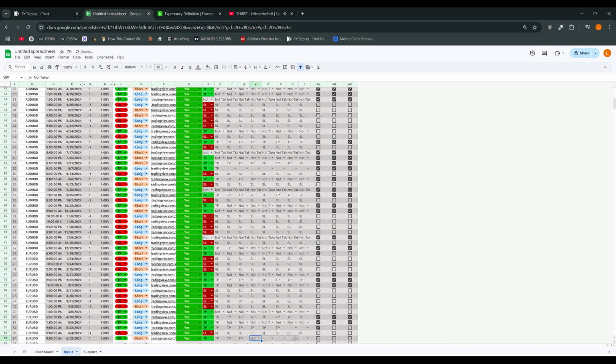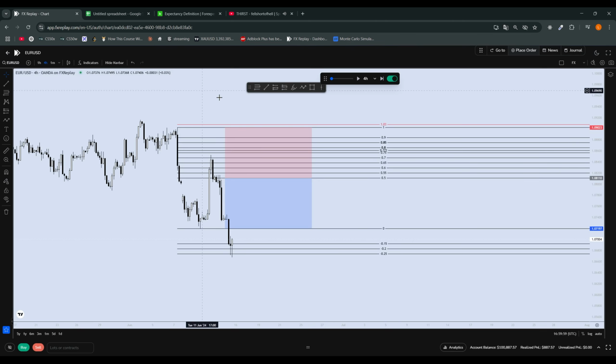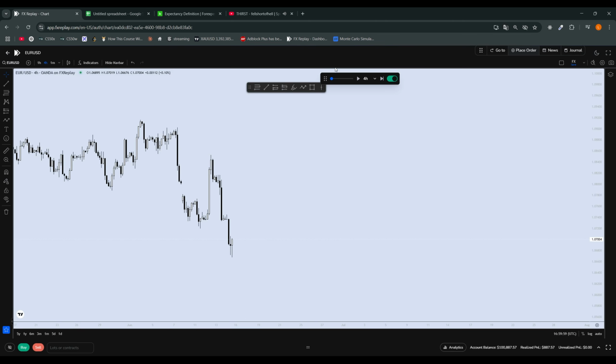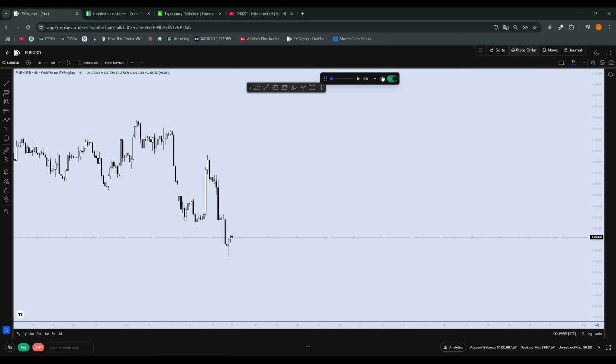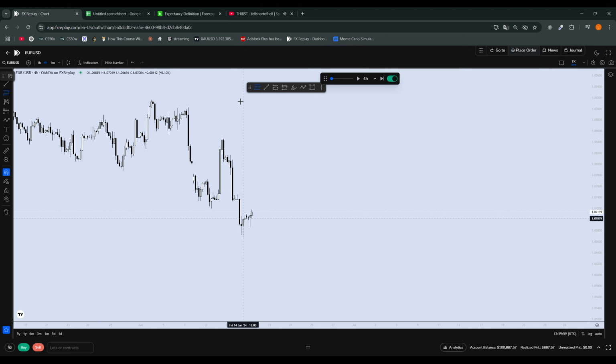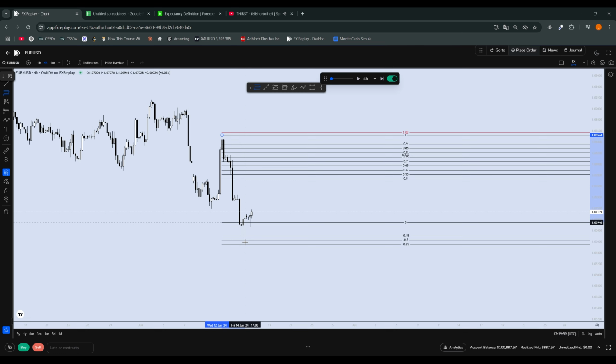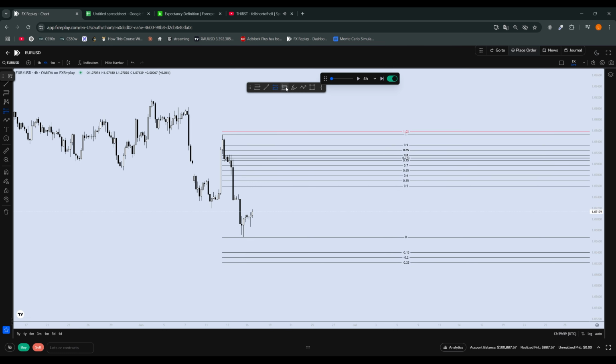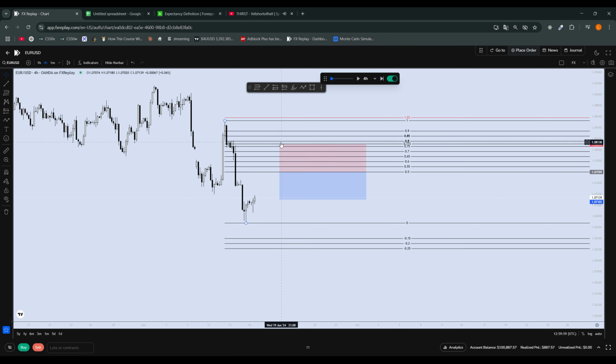This one was not taken. All three levels were respected. Let's see, this one price is retracing. Yes, all three levels it looked like were respected. Well respected. So we have a new range. Let's see if price is retracing. Yes, it looked like this.